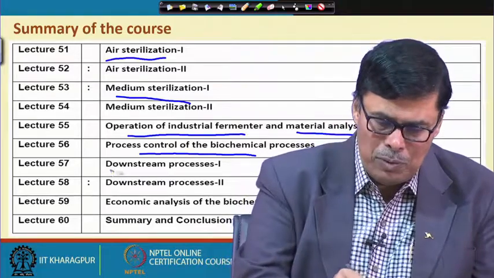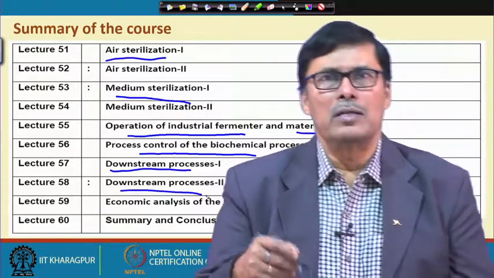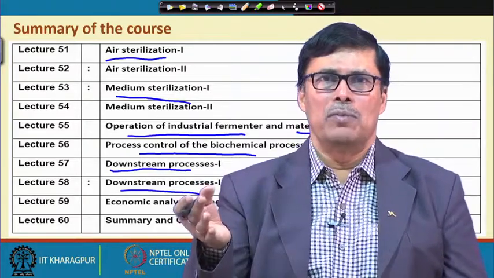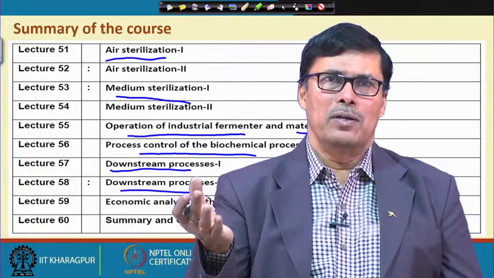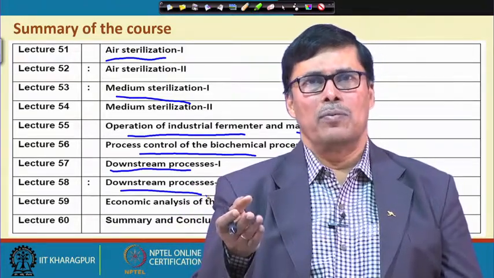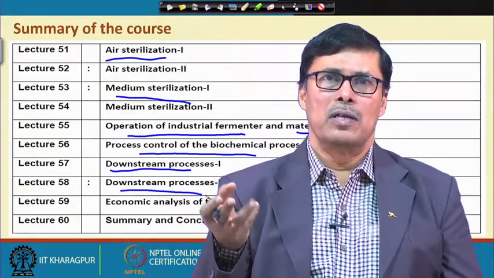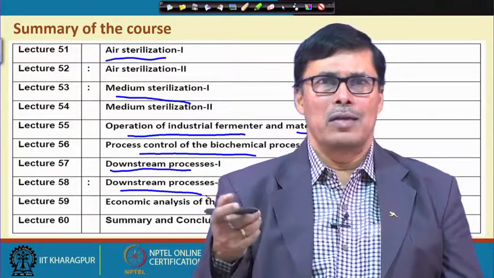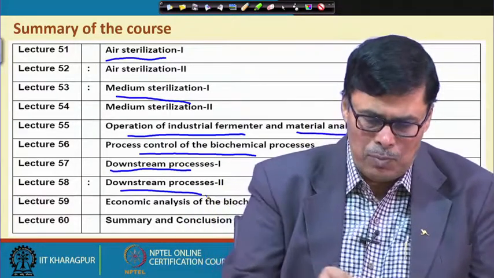Then we have downstream processing. We discussed the different units of downstream processing, like the filtration process, like different solid liquid separation processes. Then we have the chromatographic process, crystallization process, vaporization process, and adsorption process. All these things we try to discuss in the downstream processing.